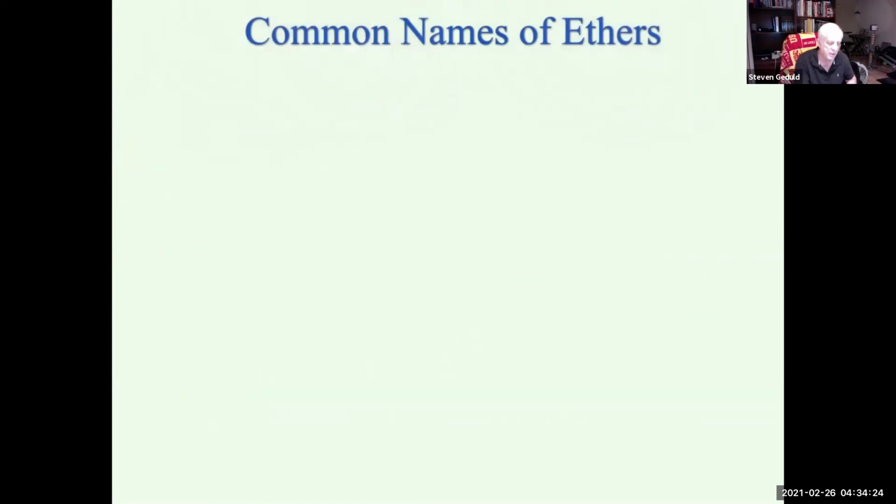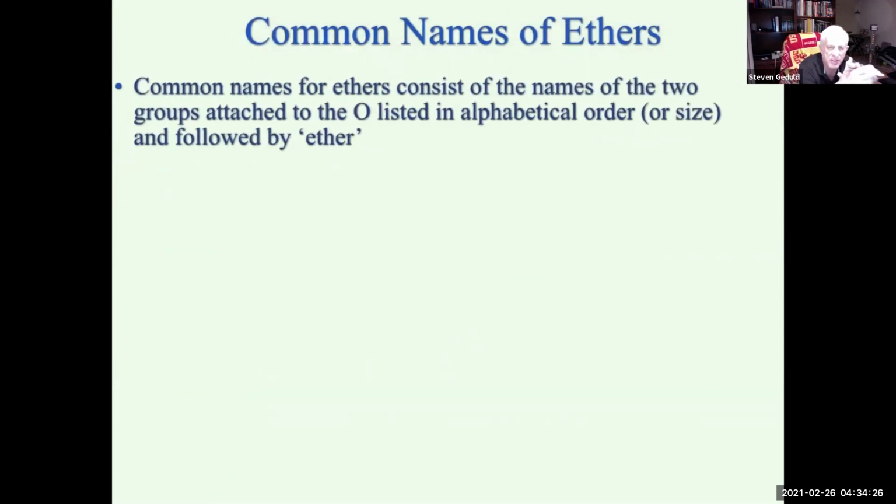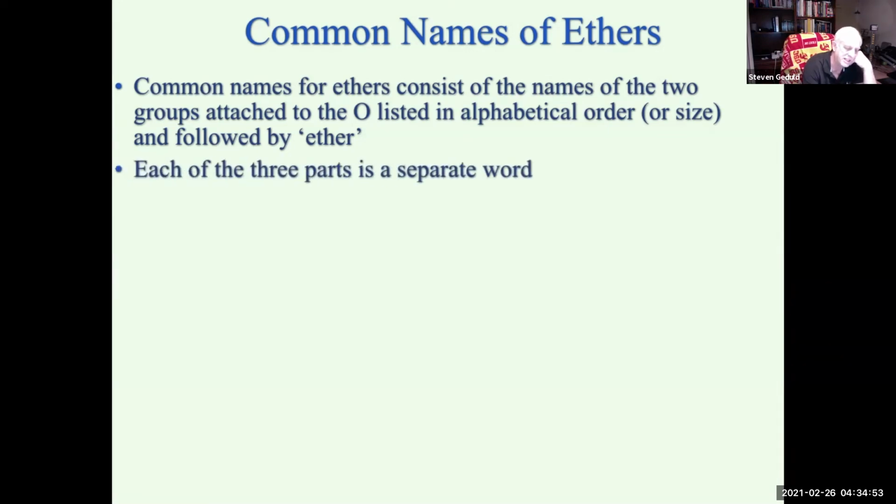Common ether names. Common names you might see for ethers consist of the names of the two groups attached to the oxygen, listed in alphabetical order or by size, followed by ether. There's no real rule people follow. People do it different ways. Sometimes they put them in alphabetical order, some do it by size. Either way is fine with me if you're going to do the common names. Most of the material is going to be on the IUPAC name, which is a little bit different. Each of the three parts is a separate word. We don't run the words together like we did in the IUPAC system.